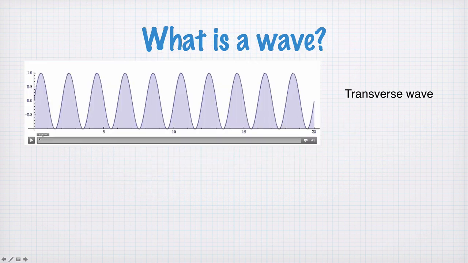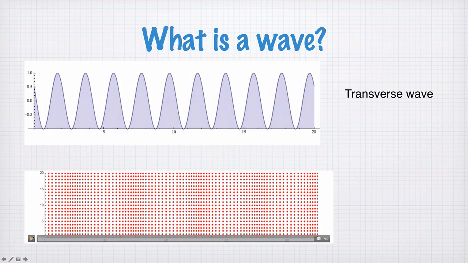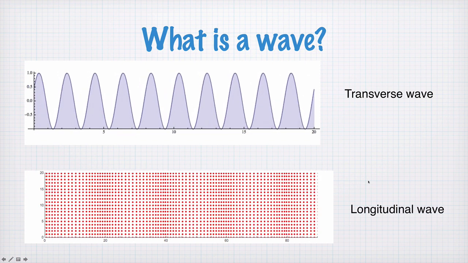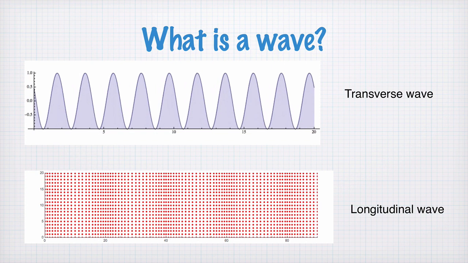And from there we're going to start talking about waves and different kinds of waves, for example a transverse wave or a longitudinal wave, like this. So there are different kinds of waves, and we'll talk about which waves exist in which different systems.